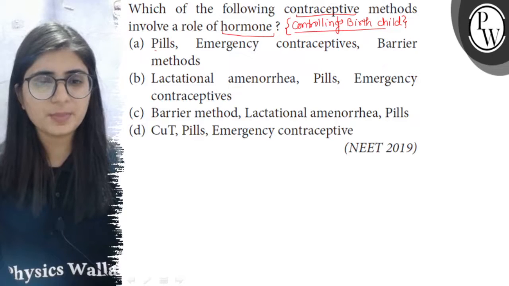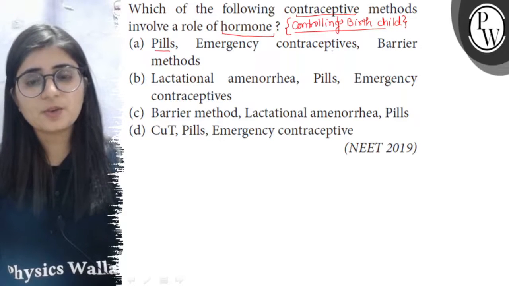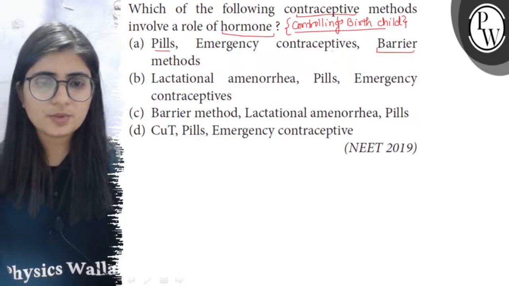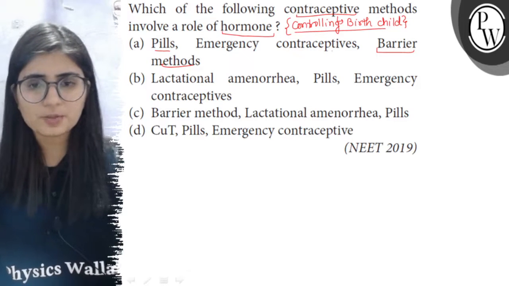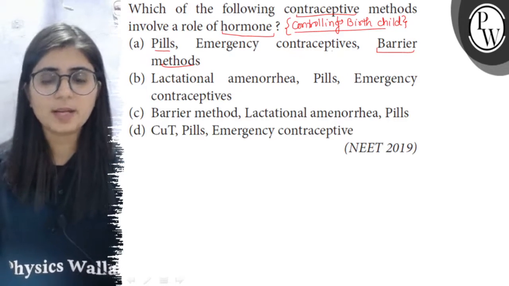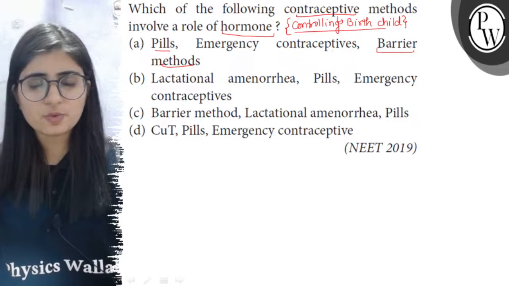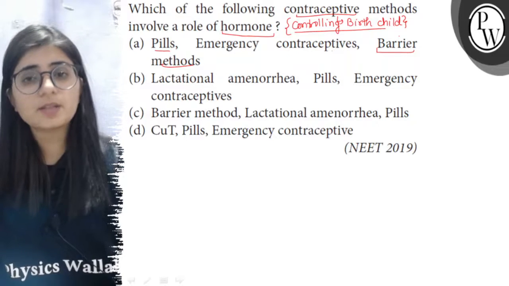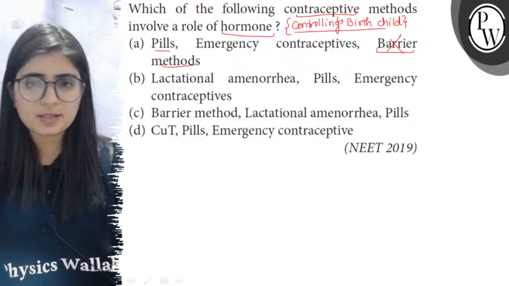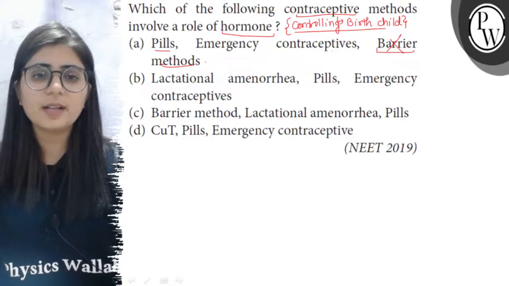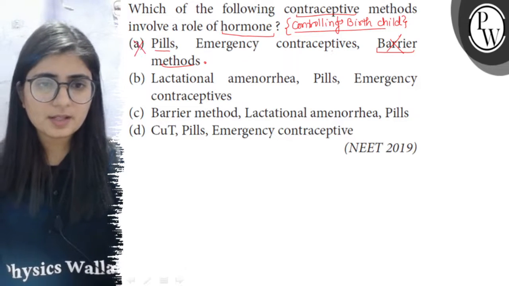First is pills, emergency contraceptives and barrier method. Barrier method includes the use of condoms and femidoms, male or female condoms and other barriers which prevent the meeting of sperm and egg. But these are not based on the hormonal action, as barrier methods do not contain any hormone. So this one is incorrect.